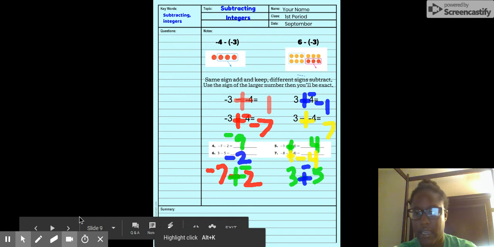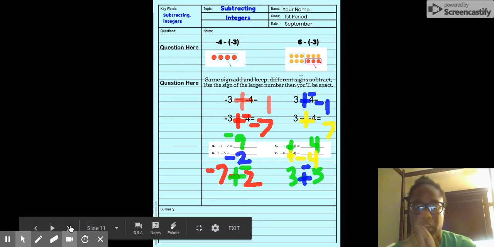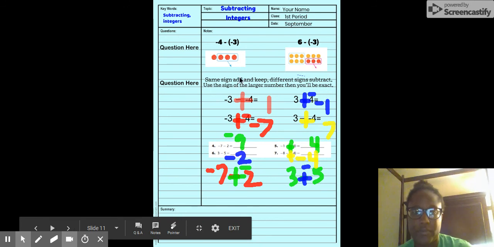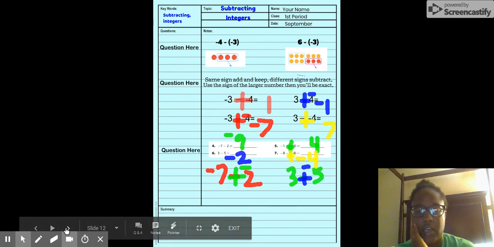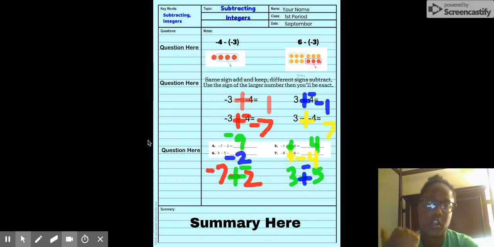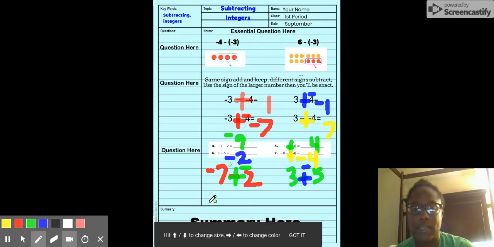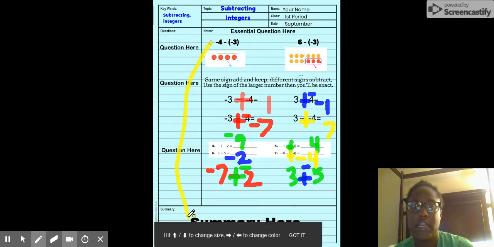So go ahead and write your question here for that first section, your question here for that section, for this section right here, and then add your question here. Go ahead and write your summary down here, if you can see that. Summary down there. And then on this page right here, you don't see where it says essential question. So I added it. Go ahead and write your essential question here. Remember, when you do your essential question, you basically take your summary and turn it into a 1-sentence question.